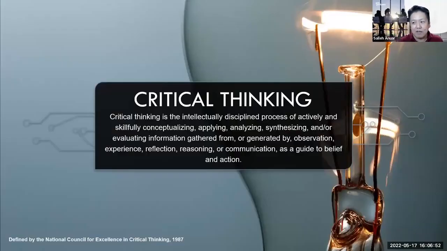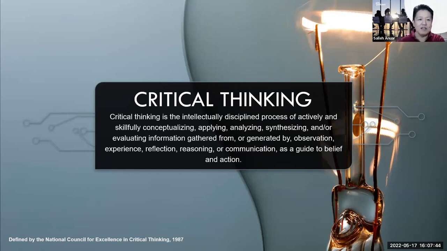And as I mentioned, let's start off with a common understanding of what critical thinking is. There's a lot of definitions out there, but I like this one because in essence, when you read it carefully, critical thinking is the intellectually disciplined process of actively and skillfully conceptualizing, applying, analyzing, synthesizing, and or evaluating information gathered from or generated by your observation, your experience, your reflection, your reasoning, or communication as a guide to belief and action. Okay, very long definition, but in a way, trying its very best to encompass all that critical thinking requires for us. And this is a definition by the National Council for Excellence in Critical Thinking.